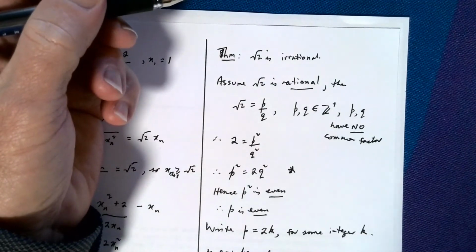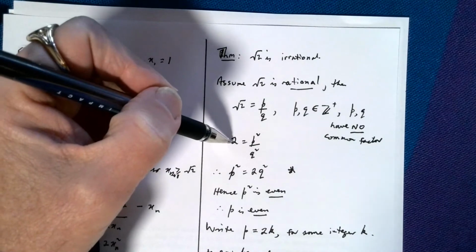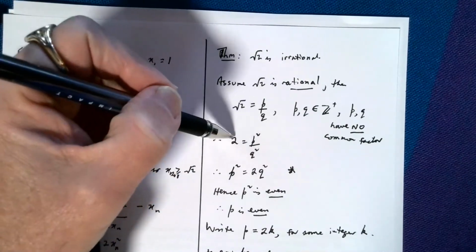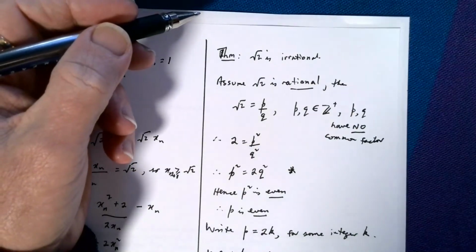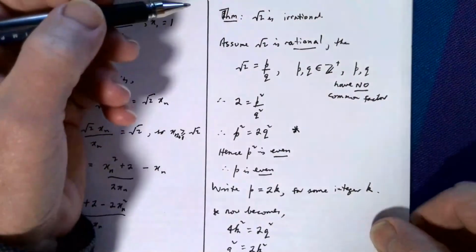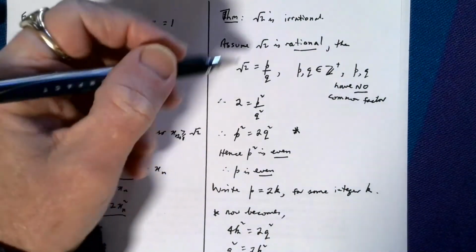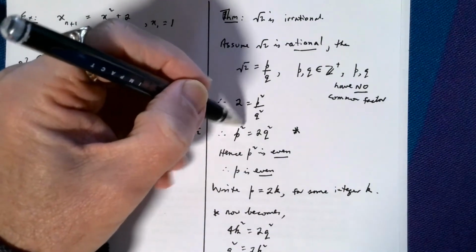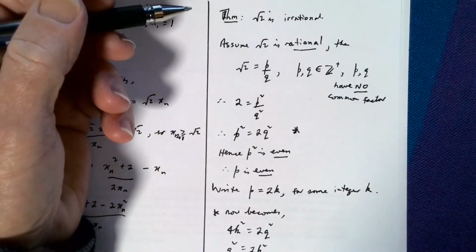That's very important here. Now we square both sides, so we get 2 is p squared on q squared, multiply the q squared up, and I arrive at this equation here, which I've called star. Now remember, p and q are integers. These are whole numbers. So I look at this. This says p squared is twice something. So that tells me p squared is an even number.